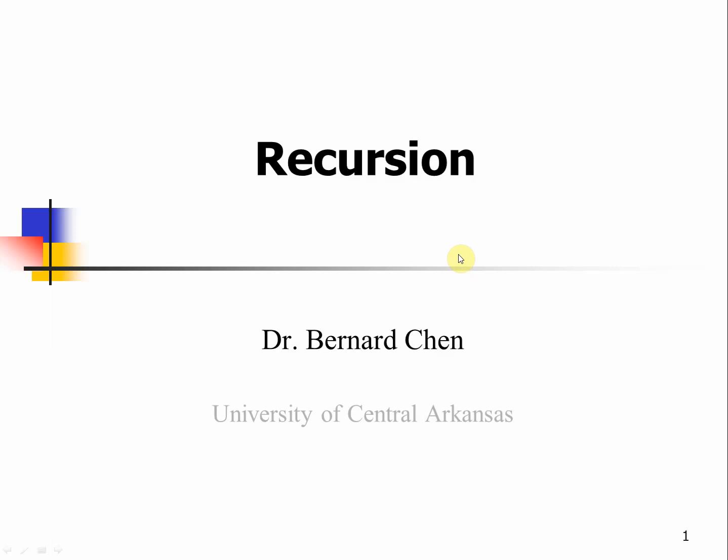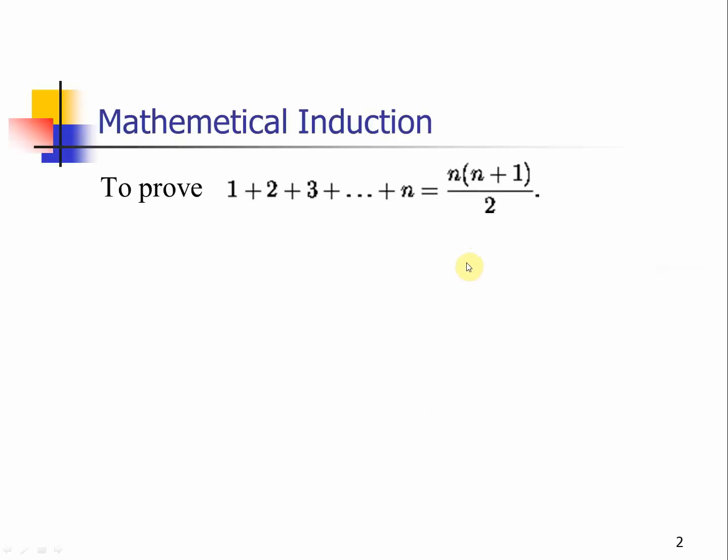The next topic we want to discuss in data structure is recursion. In order to understand recursion, we would start with this mathematical induction formula. You have probably learned this in high school. To prove 1 plus 2 plus 3 until n will equal to n multiply n plus 1 divided by 2.